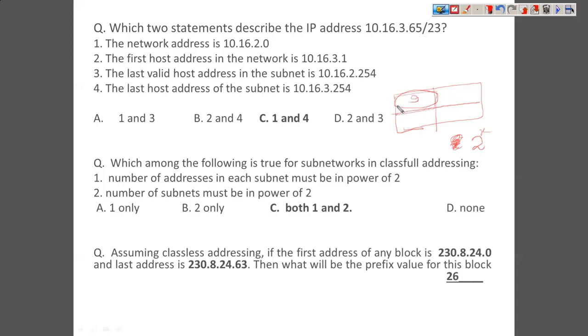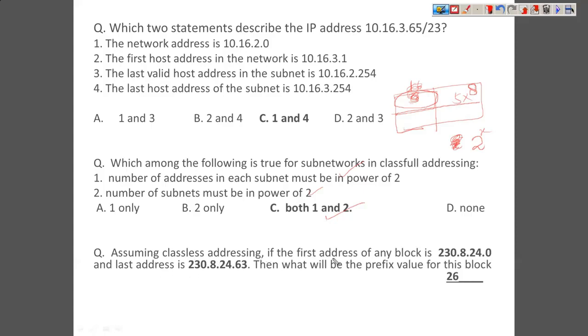This is not possible. If I want to make a subnet of this much requirement, then definitely I will make a subnet of size 16, because 16 is the next nearest value which is a power of 2. If I want to make a subnet of size 5, then it is not possible. I will make a subnet of size 8, because this is a possible value. So both conditions must be satisfied. Number of addresses must be a power of 2 and number of subnets must be a power of 2. So both 1 and 2.